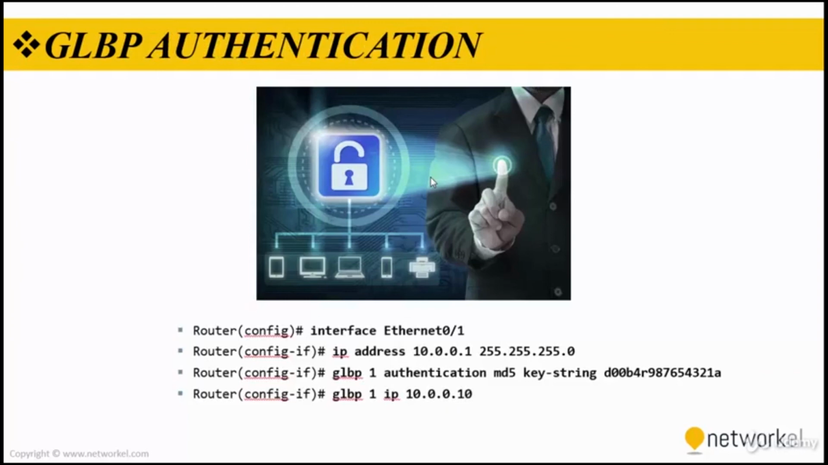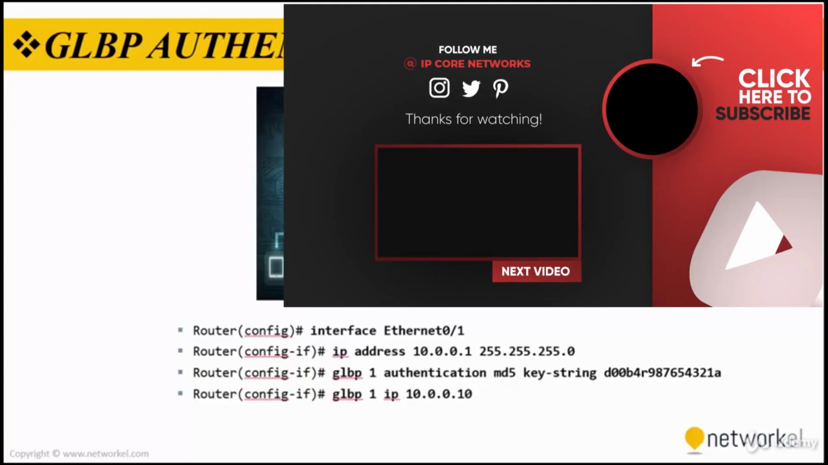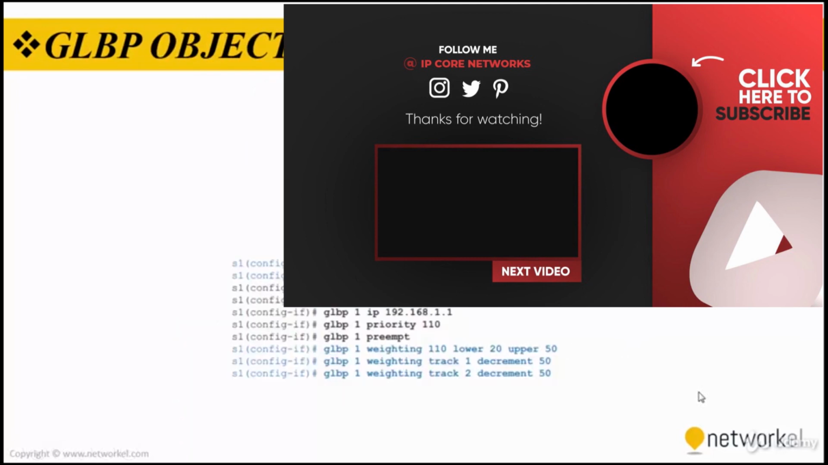And here is the authentication of GLBP. GLBP also supports MD5, and you can use glbp group member authentication md5 key-string, and this is the string that we are going to use for the authentication. You can also make the GLBP object tracking too, and here is the configuration of how you can do it, and that's the same logic as in HSRP and VRRP.